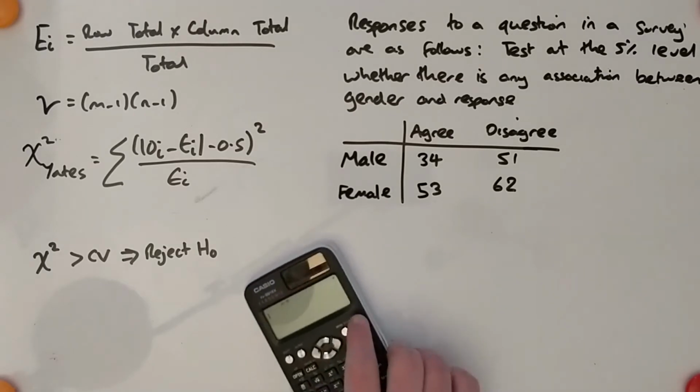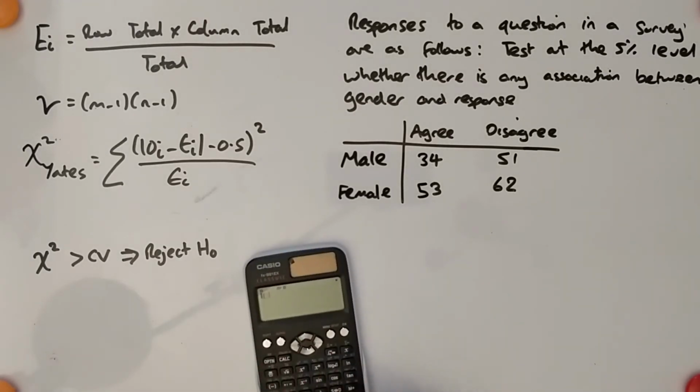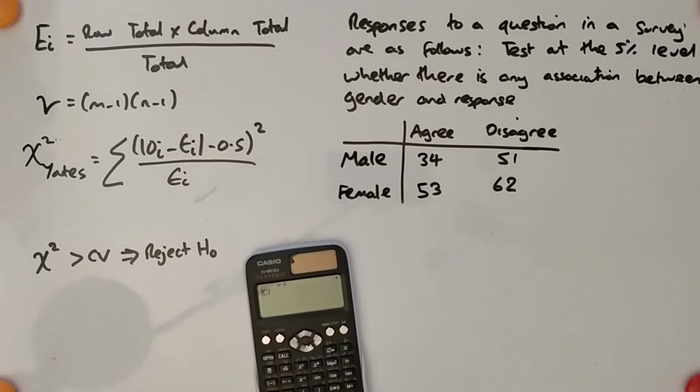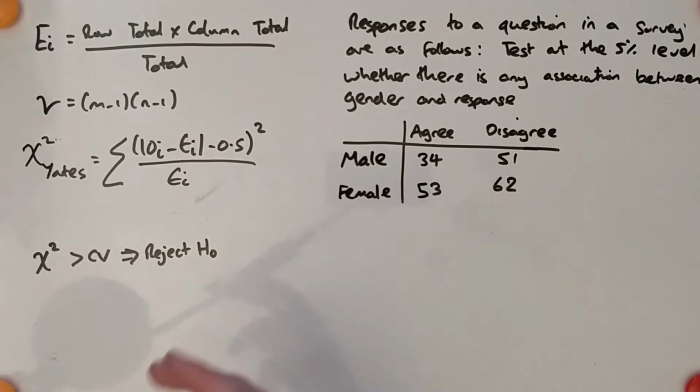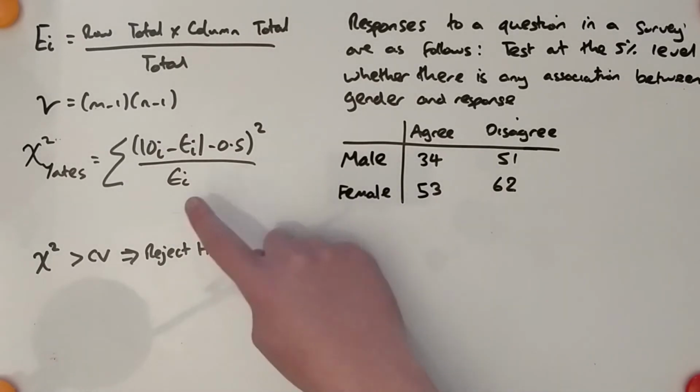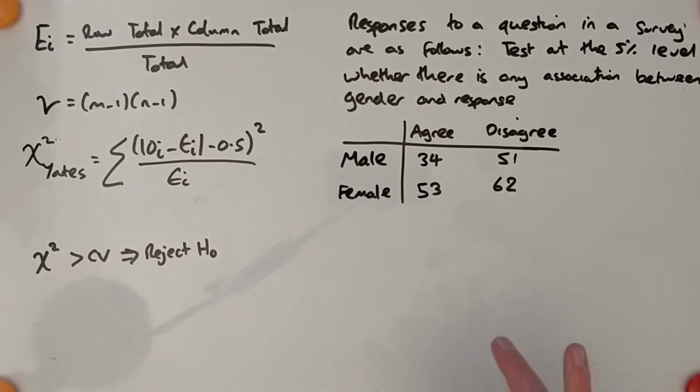Remember, in our calculator, we would just use the absolute value there, so it's above the left bracket on this calculator. Take away 0.5, then square it, divided by expected values. Where this formula comes from is because we're essentially trying to get a discrete and continuous distribution to match, so we need to do a little correction. This is well above the scope of this course, so do not worry about it. All you need to do is memorize it and be able to use it.